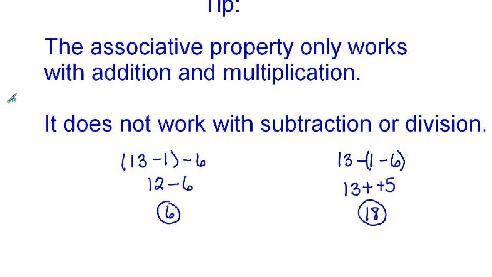So use this property to help you as you're working through problems mentally to make the problems a little easier.